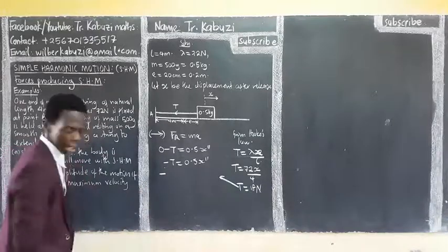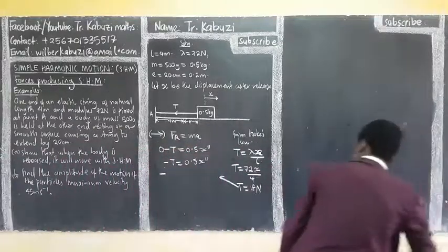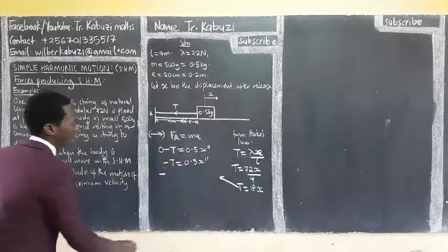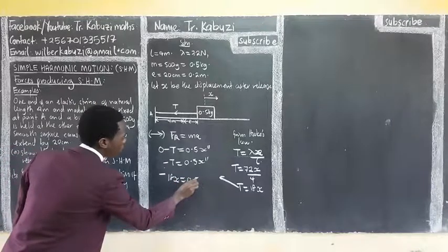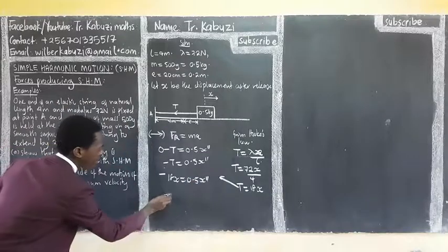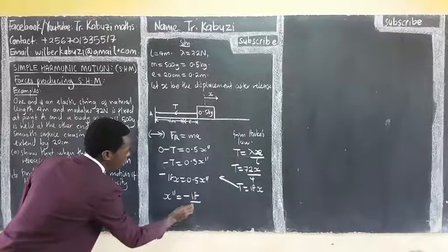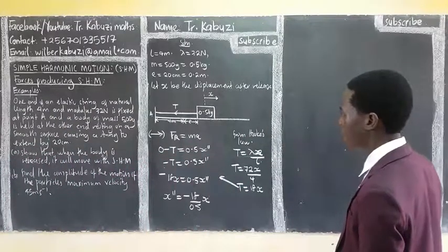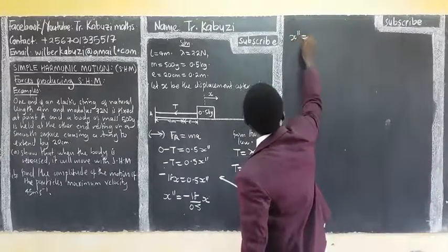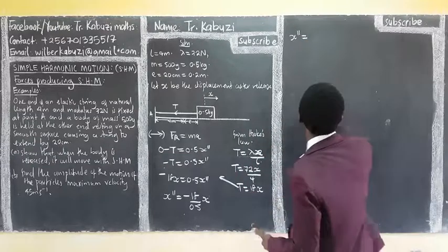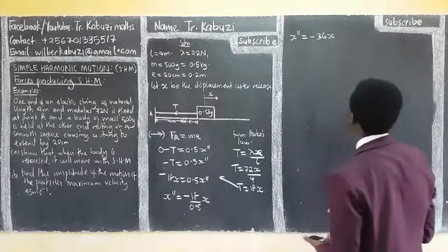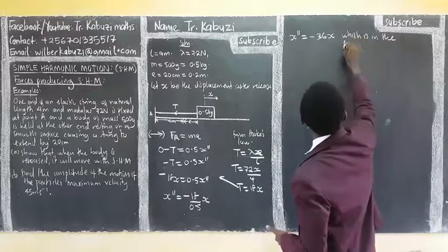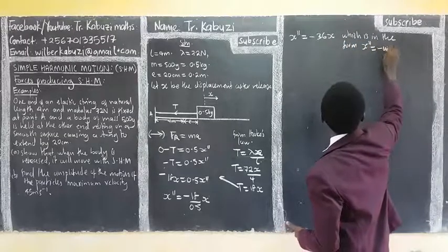Then if I substitute in here, I have negative 18x equals 0.5 x double prime. So my x double prime is going to be negative 18 over 0.5 times x, that is, x double prime equals negative 36x. This is our part A, which is in the form x double prime equals negative omega squared x.